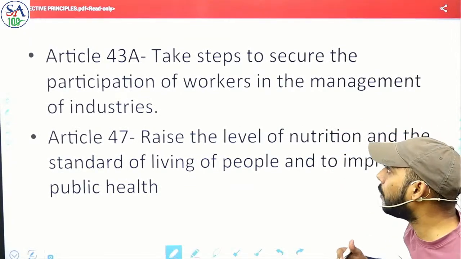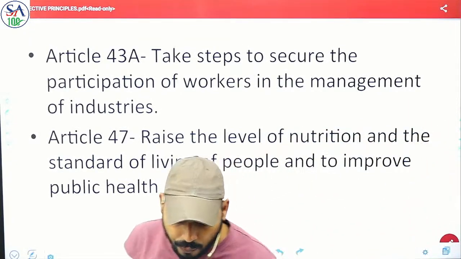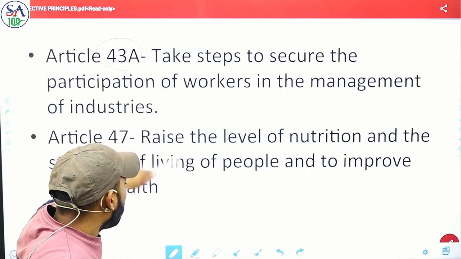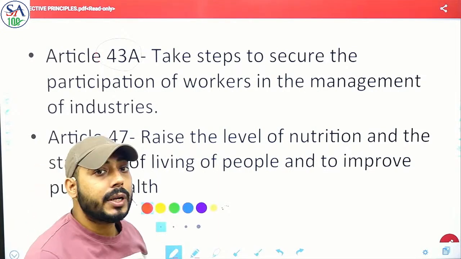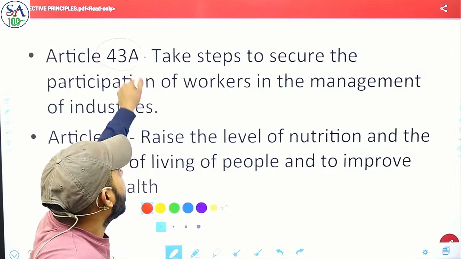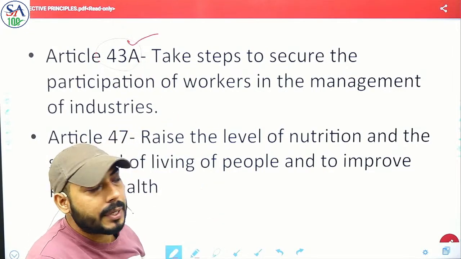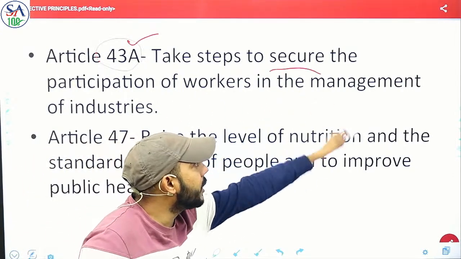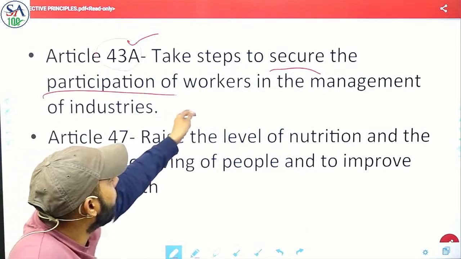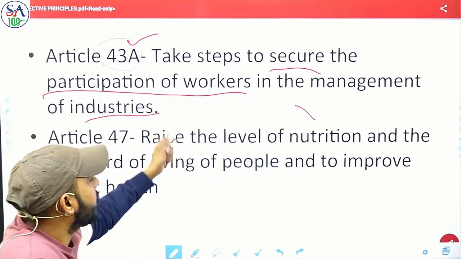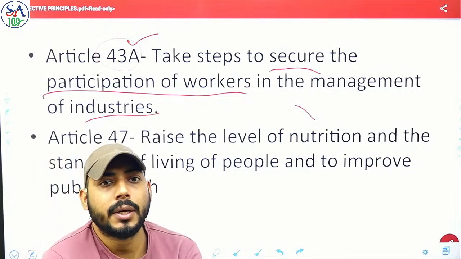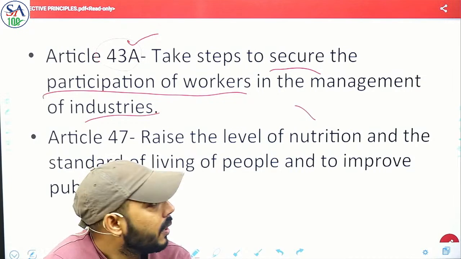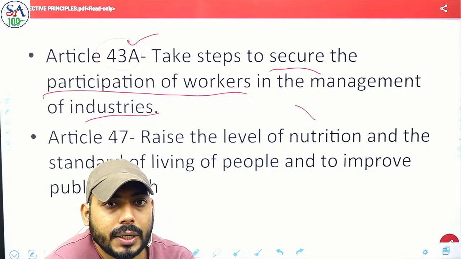Now we will talk about Article 43A. What does Article 43A say? 43A was first of all added through an amendment, and you have to tell me in the comment section through which amendment it was added in DPSP. What does this article say? Government has to take steps to secure the participation of workers in the management of industries. The government has to ensure that workers take participation in the management of industries.